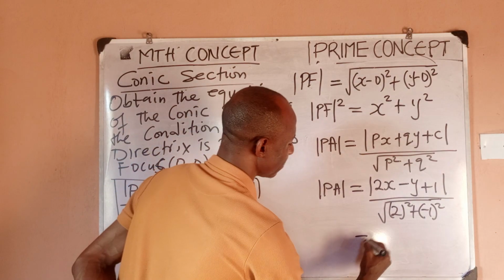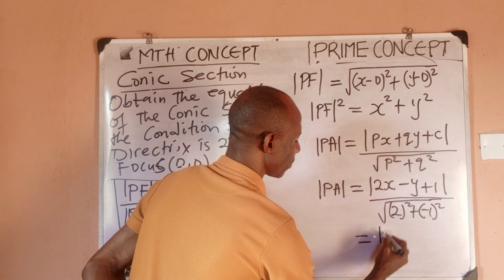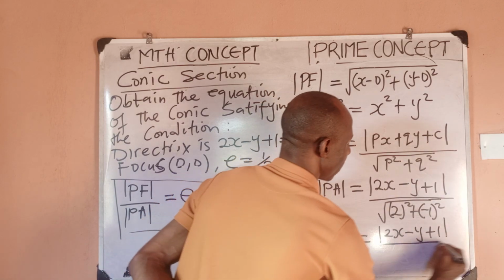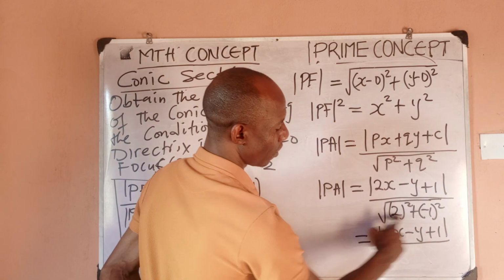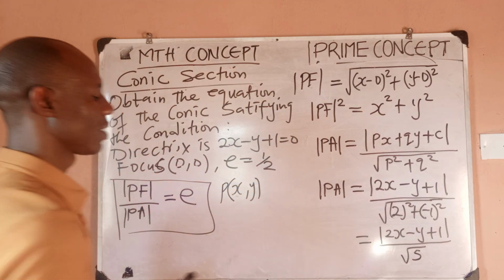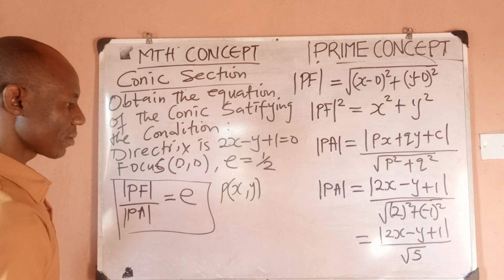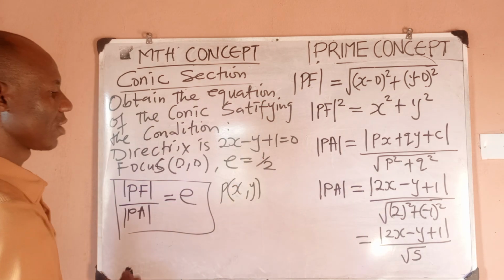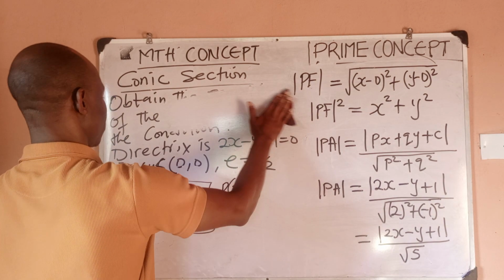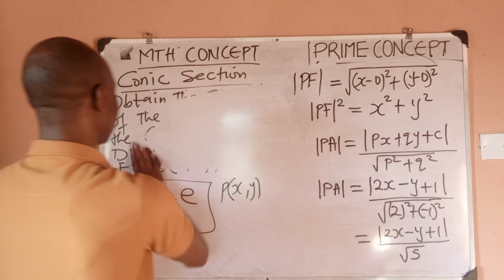So that this becomes the absolute value of 2x minus y plus 1, all divided by, this is 4 plus 1, which is square root of 5. So this is what I have, right? Yes. So I've gotten PF, I've gotten PA, that distance. Yeah, my eccentricity is half.